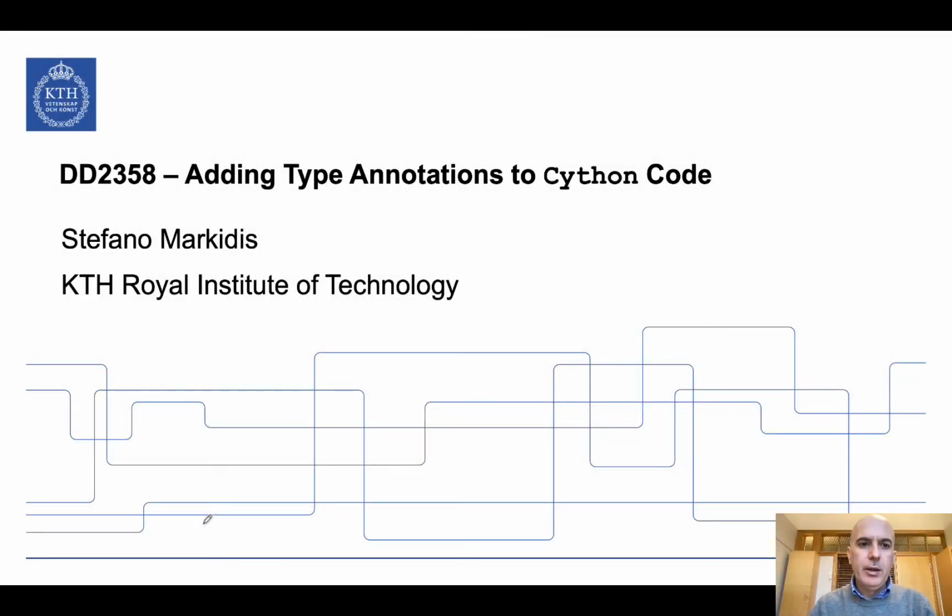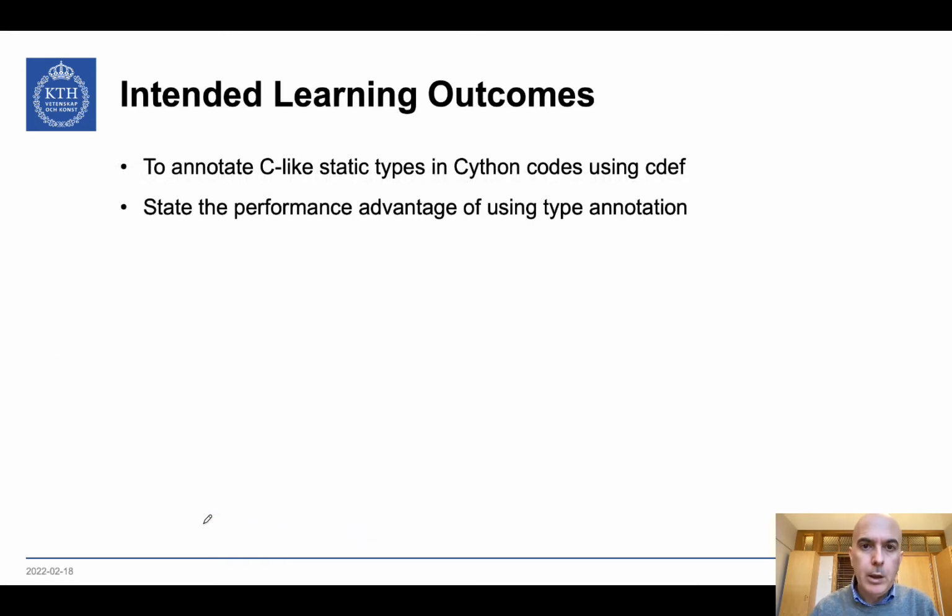Hi, welcome back. In this lecture, I want to talk about how to add type annotation to Cython code. It turns out that adding type annotation to our Cython code is probably the best optimization that we can do to increase the performance of our code. By the end of this lecture, we will be able to annotate Cython code with C-like static types using cdef. We'll also be able to understand and state the performance advantage of using type annotation when using Cython.